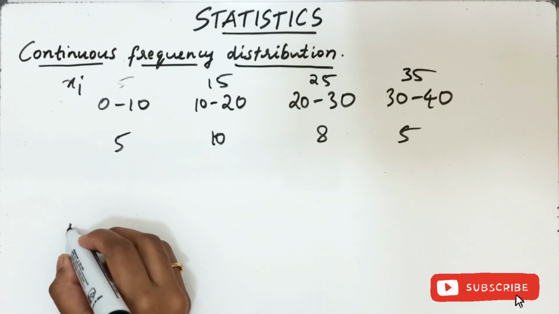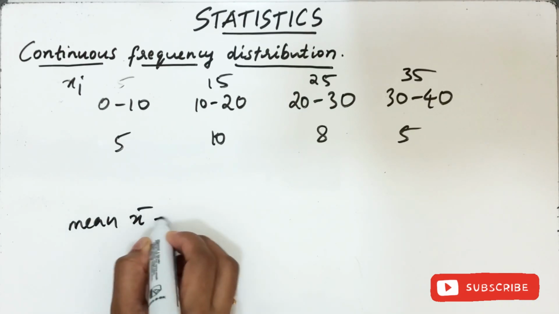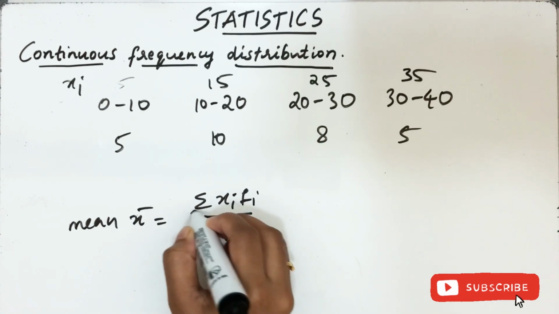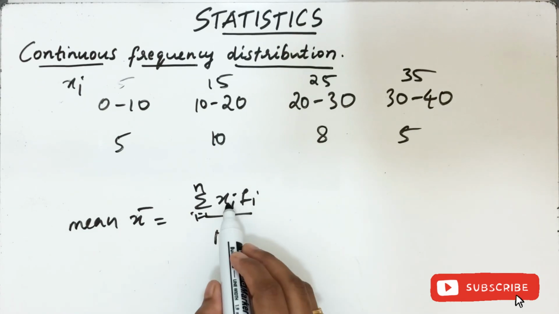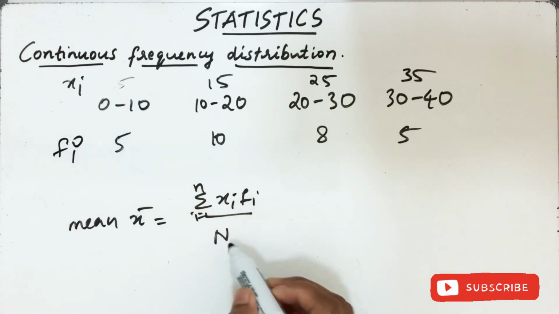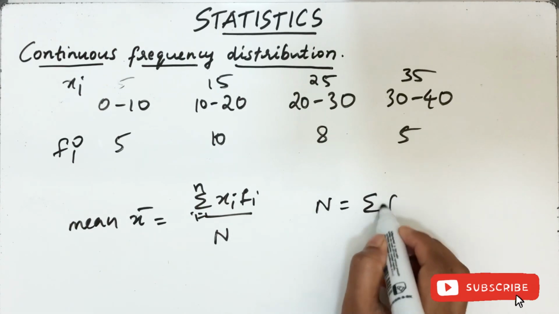We know the formula for mean: x bar is equal to sigma xi fi by n, i from 1 to n. Here xi is the midpoint of each class, fi is the frequency, and n is equal to sigma fi.